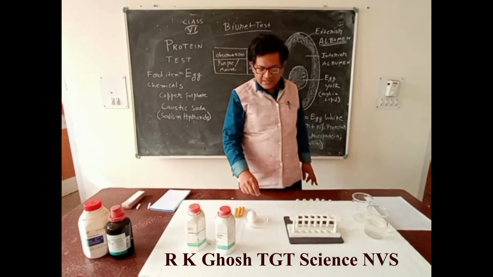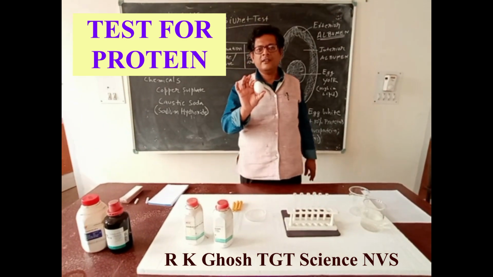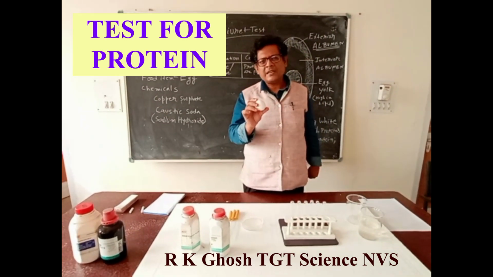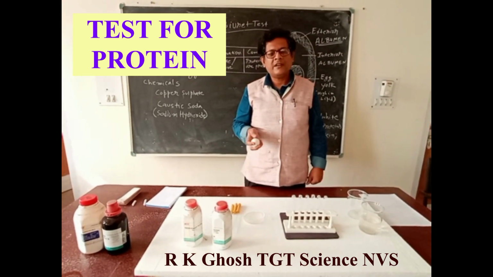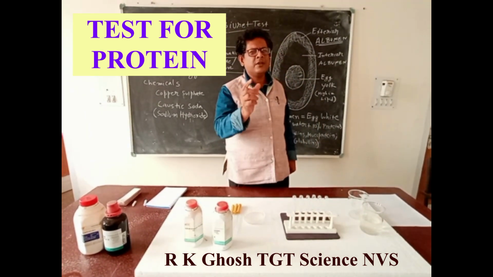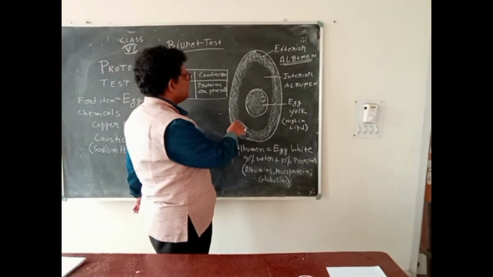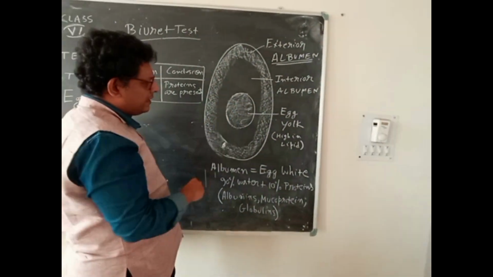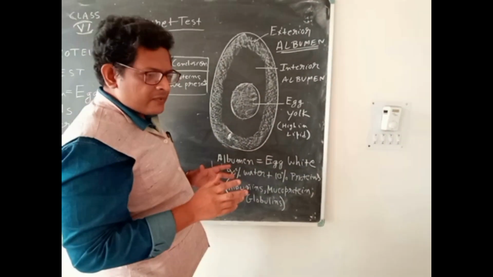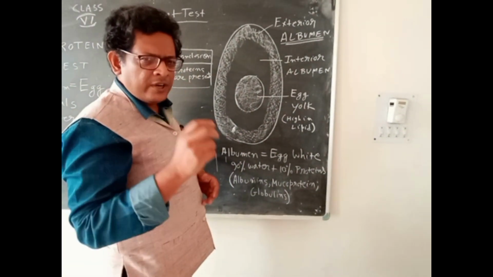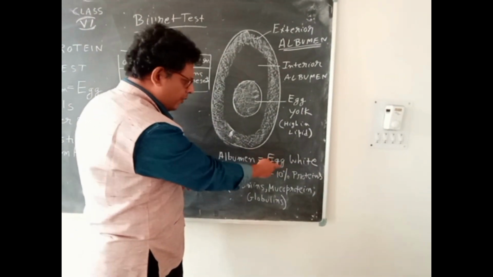Whether protein is present in this egg, yes or not. Okay. So to test the protein presence in an egg, first of all we have to know a little bit about the structure of the egg. When we break the egg, we get a white portion, white content. It is called egg white.